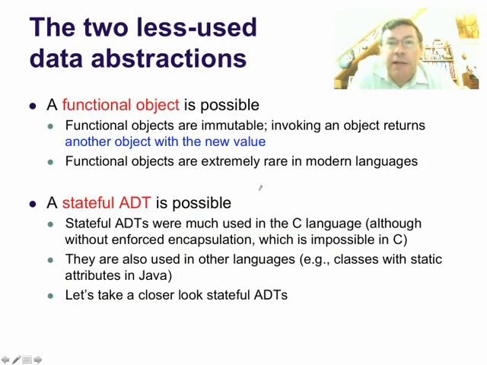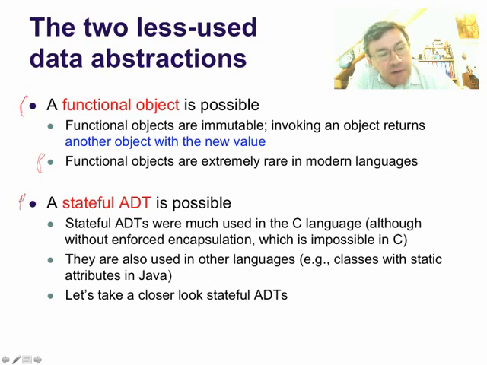Let me explain a little bit these 2 less used data abstractions. First of all, the functional object. How does this compare to a standard object? Well, a functional object is immutable. It contains no state, it's a constant. If you invoke an object, then instead of changing the value, the state of the object inside, it returns a new object containing the new value and the same operation. So the original object is not changed. This is, in fact, extremely rare in modern programming languages.